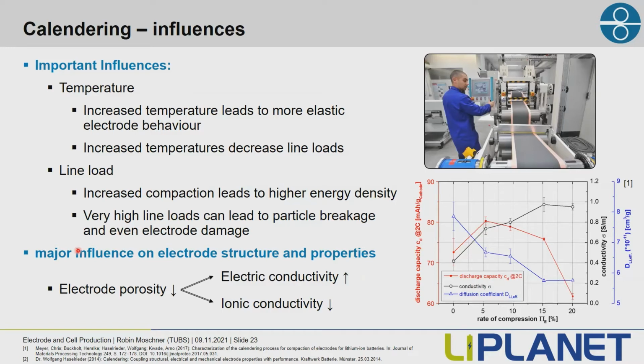The main influence of the calendering step on the electrode properties being the change in electrode porosity. When you look at this diagram, we see when we increase the compression of the electrode, the electric conductivity increases. This is because we increase particle-particle contacts. But at the same time, the ionic conductivity decreases because we decrease pore volume, which is very important for ionic diffusion through the electrolyte. And so we get an optimum behavior of our electrode performance. So we have to balance out the electric conductivity and the ionic conductivity to get a good electrode performance. But we also have to balance out this good performance against the energy density we reach. So that is always the question we have to ask ourselves.